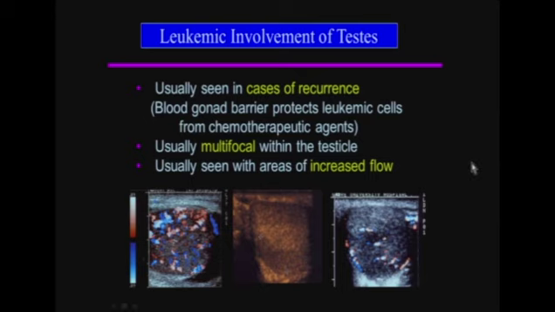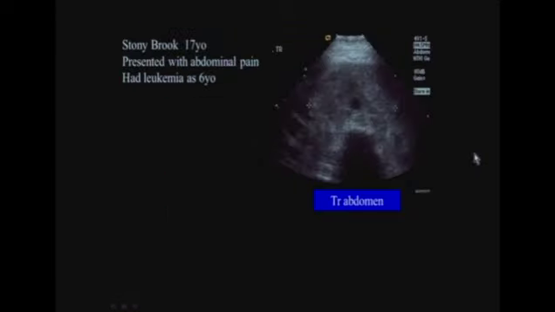The involvement is usually multifocal within the testicle, as opposed to the case I just showed you that looked unifocal. And usually the areas seen have areas of increased flow. So all three of these testes are in individuals with leukemia. You can see the increased flow here. You can see the echopenic area here. Here was just a heterogeneous testicle that was leukemic.